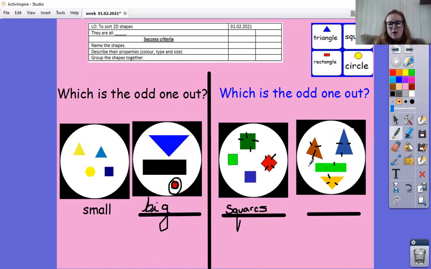Well, it's got 1, 2, 3, 4 sides. Ooh, this shape has 4 sides. So these are all triangles, and this shape has 4 sides. So which is the odd one out? Which is the odd shape out? It is the rectangle, is the odd shape out, and all this group is meant to be triangles.